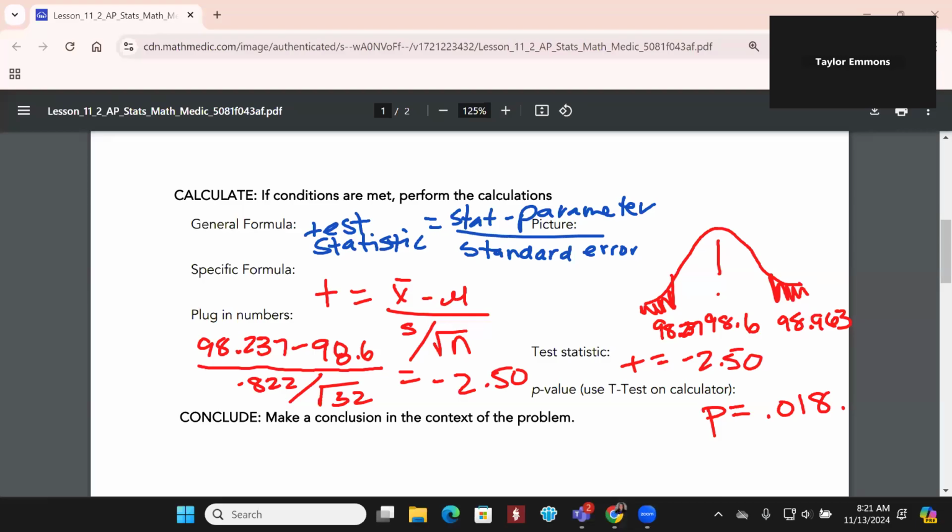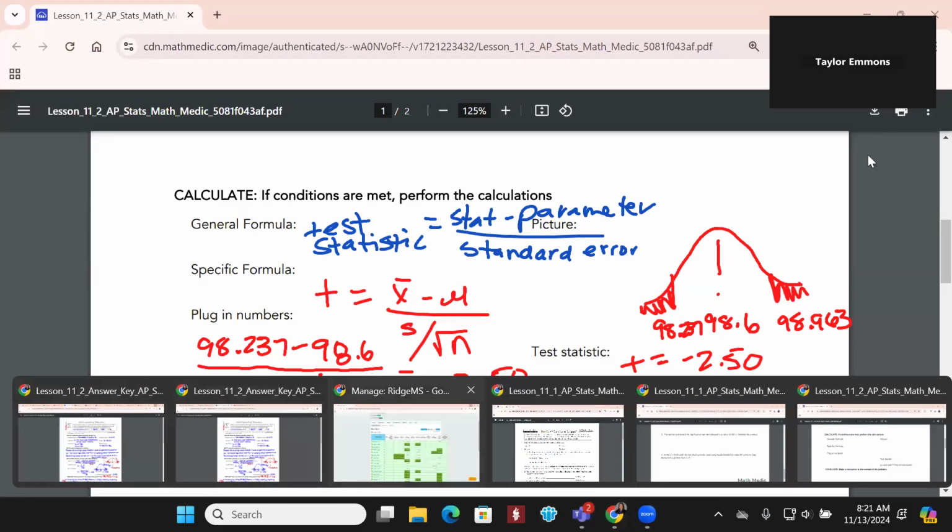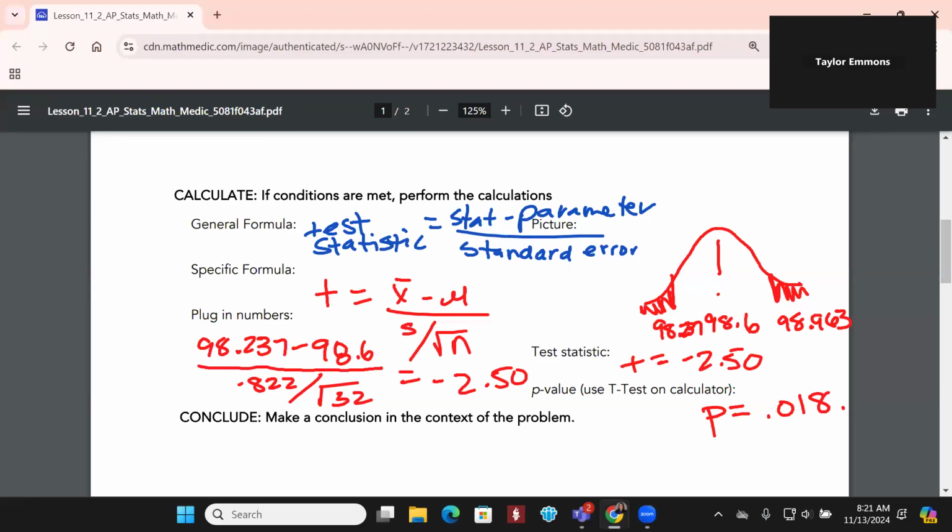All right, for those of you who are visual learners, give me 2 seconds. I'm gonna put that on the how to find calculator.